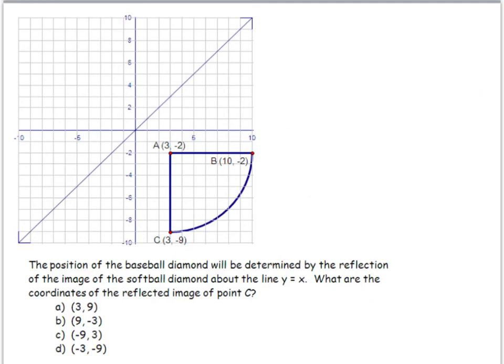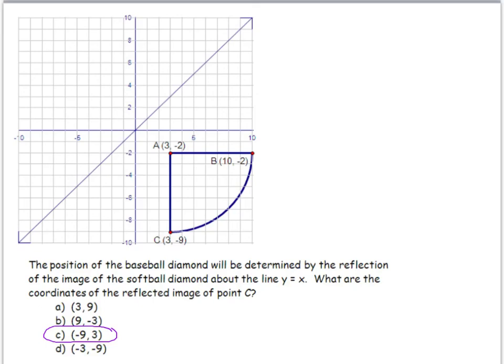So the question is, if we are determining the position of the baseball field by reflecting the softball diamond across the line y equals x, if we're doing a reflection across this line of this figure, what are the coordinates of the reflected point C going to be? So we want to figure out where that is going to occur. Take a second and look at the answers that have been given to you below and try to figure out which of those actually makes the most sense. Once you figure that out, pause the video and then check back with me.